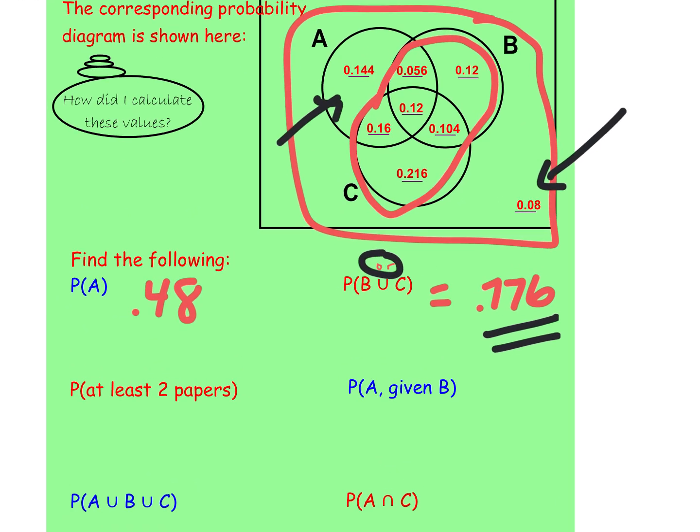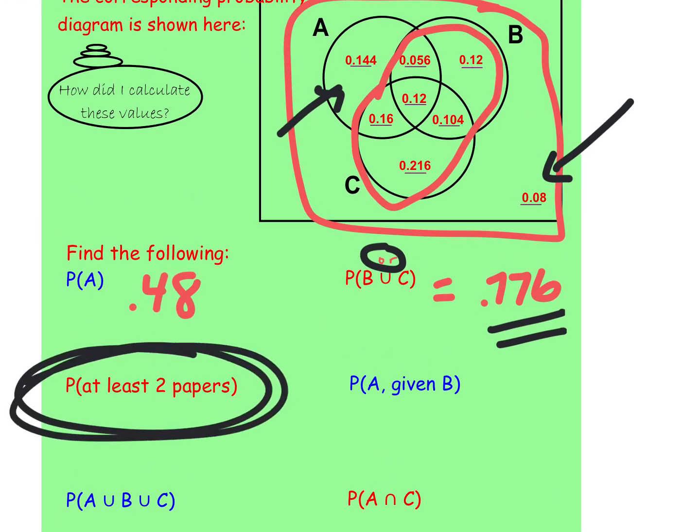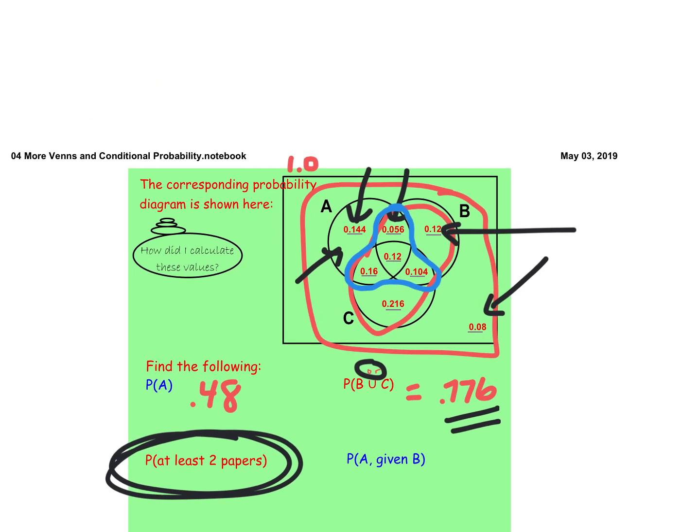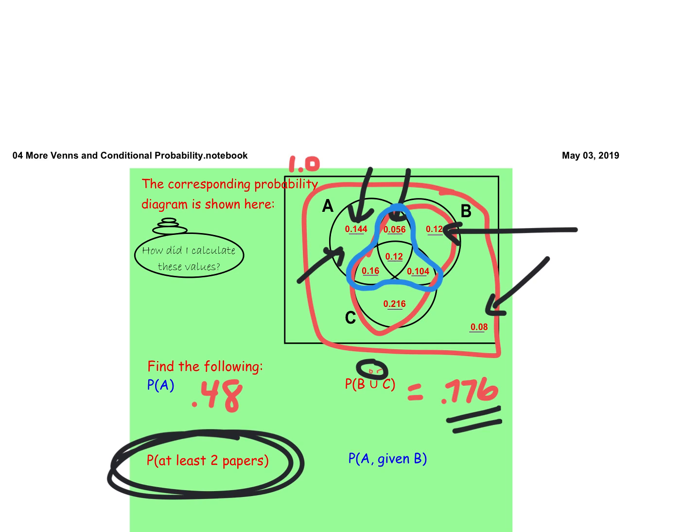All right. At least 2 papers. At least 2. So ask yourself, do these have at least 2? No, they only got 1. Does this have at least 2? No, that's only 1. This has at least 2. Oh, so it's this kind. All of these have at least 2. How about the one in the middle? It's got 3. That's at least 2. At least 2 means it could be more than 2.